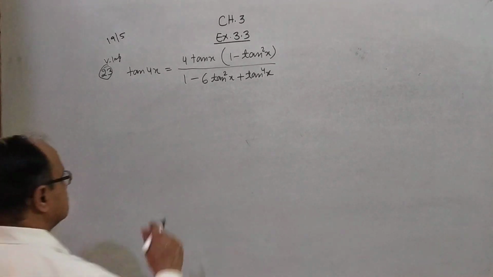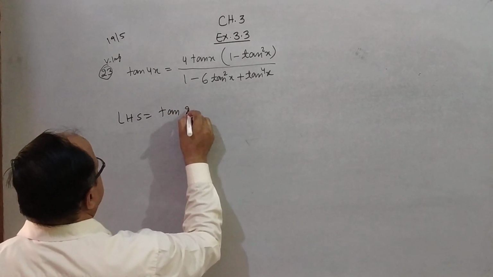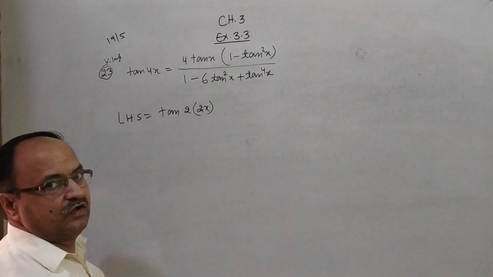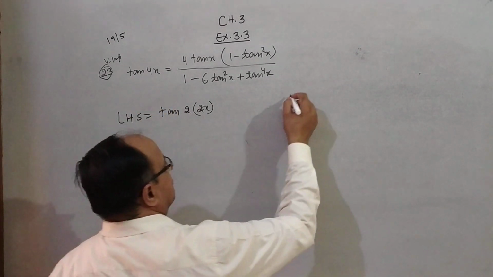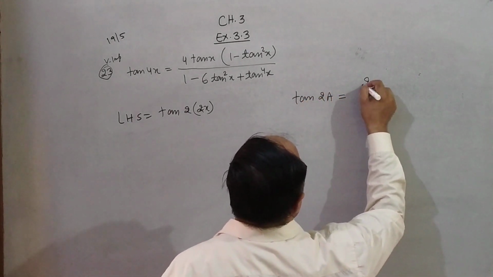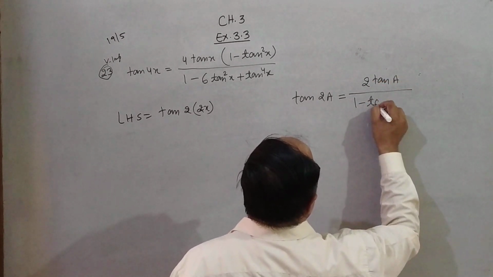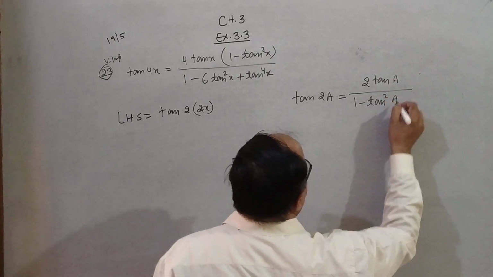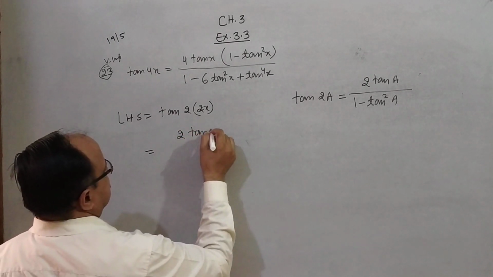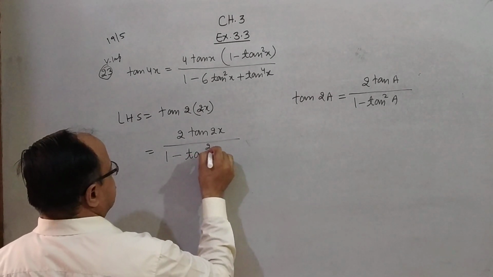Yes. Now, left hand side, tan 4x you can write as tan of 2 into 2x. Now can you tell me the formula for tan 2a? This is the formula we apply in this question: 2 tan a upon 1 minus tan square a. Apply this formula, that is 2 tan 2x upon 1 minus tan square 2x.